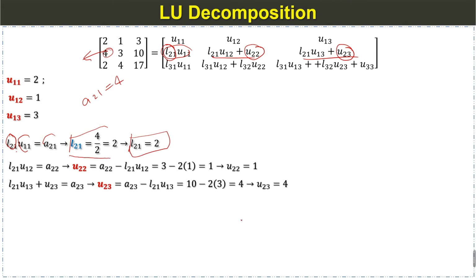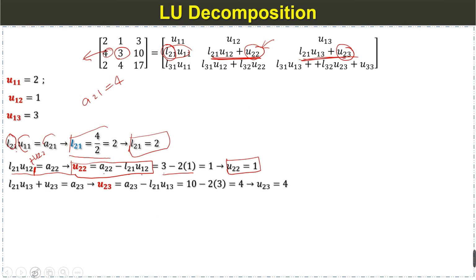Next, we compare this entry with A22, and we find the value of U22. So here we have this equation, and we rearrange it to find the value of U22, where U22 equals A22 minus L21 U12. After substituting the values of all these unknowns, we get the value of U22.